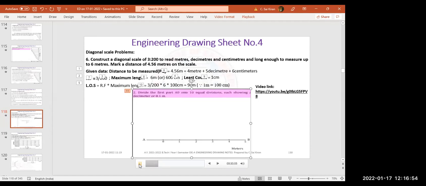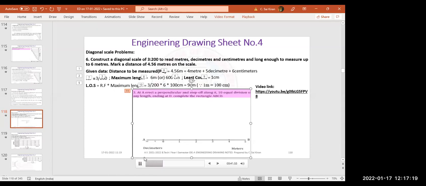Then divide the A0 into 10 equal divisions. Okay. So you have to divide, this is the main divisions, meters. This meters you have to divide into 10 equal parts. A to 0, you have to divide it into 10 equal parts. Okay. So after dividing 10 equal parts, you have to use the dividing a line method and you have to divide.